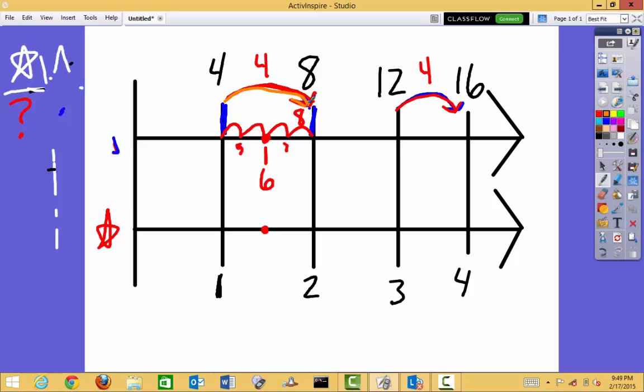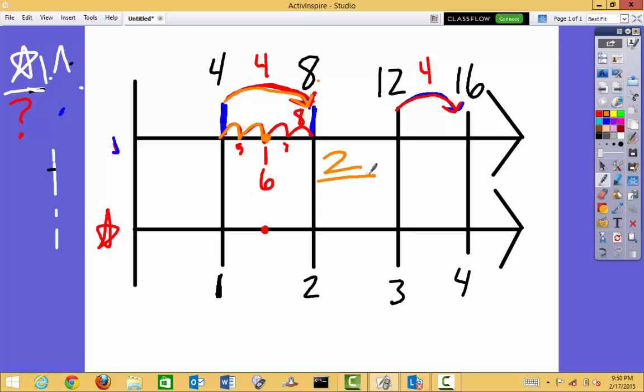It's 4 jumps to get from 4 to 8. I count by 1 4 times. So now I'm going to check how many jumps until I got to my target number, until I got to that 6. Well, it took me 1, 2 jumps. It took me 2 jumps.